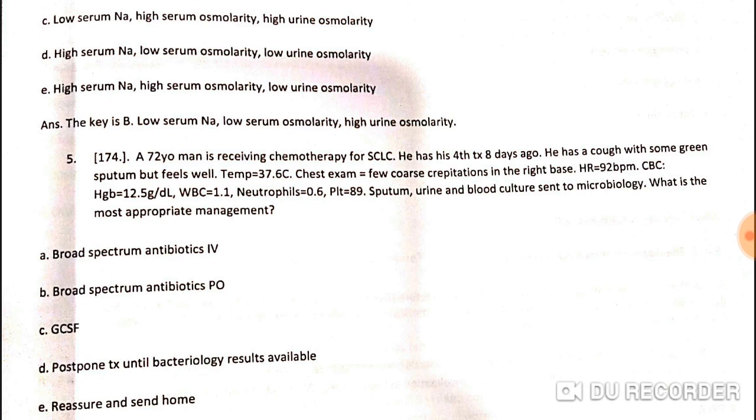Now, a 72-year-old man is receiving chemotherapy for SCLC. He had his fourth treatment 8 days ago. He has a cough with some green sputum but feels well. Temperature 37.6 degrees Celsius. Chest exam: a few coarse crepitations in the right base, heart rate 92 beats per minute. CBC: hemoglobin 12.5, WBC 1.1, neutrophils 0.6, platelets 89. Sputum, urine and blood cultures are sent for microbiology. What is the most appropriate management?